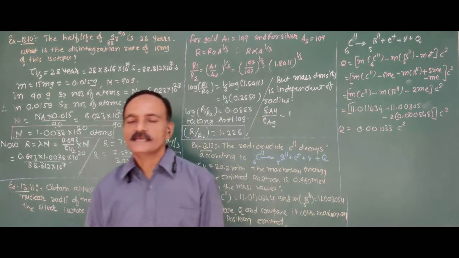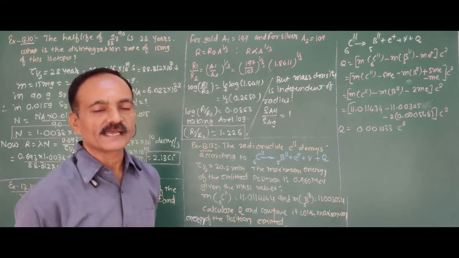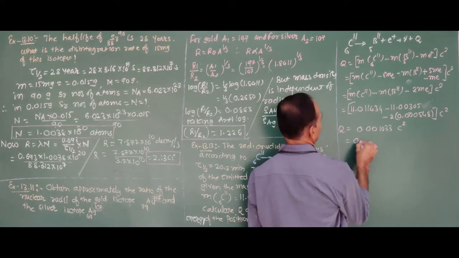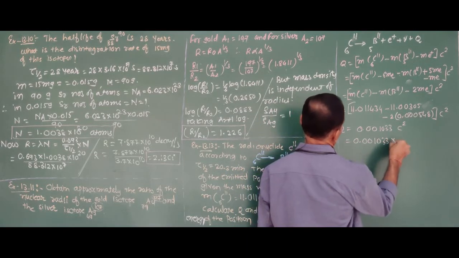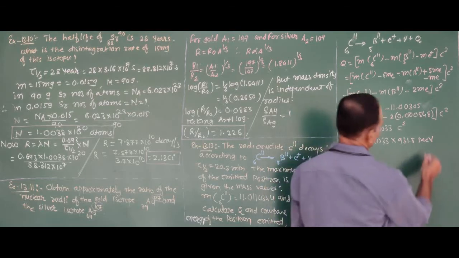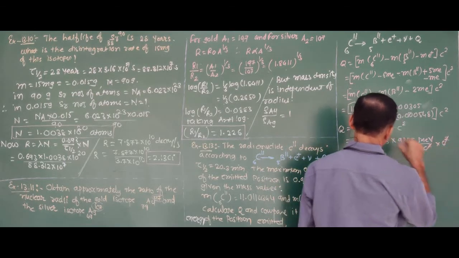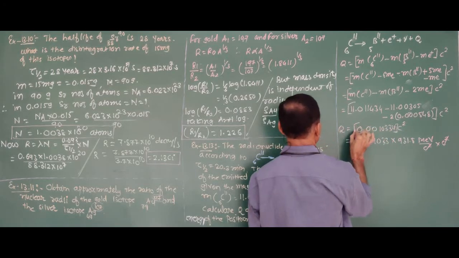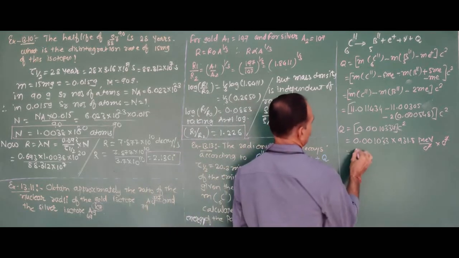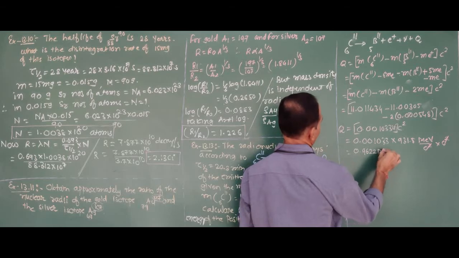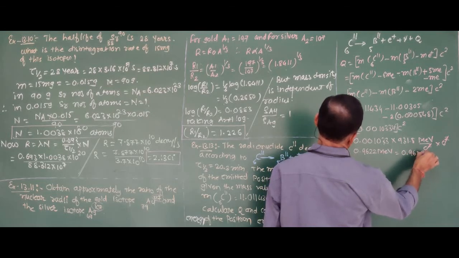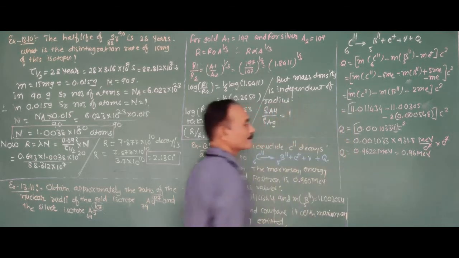Now we know that the energy released is obtained by multiplying the atomic mass defect with 931.5 MeV. So we can take 0.001033 with 931.5 MeV upon c squared into c squared. Therefore, c squared cancels, and the atomic mass unit cancels. Therefore, 0.9622 MeV, that means 0.96 MeV of energy is released during this decay.